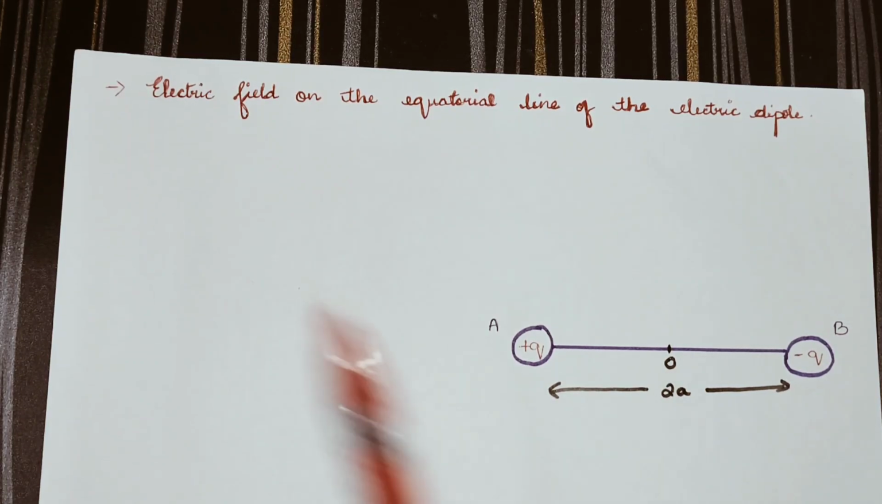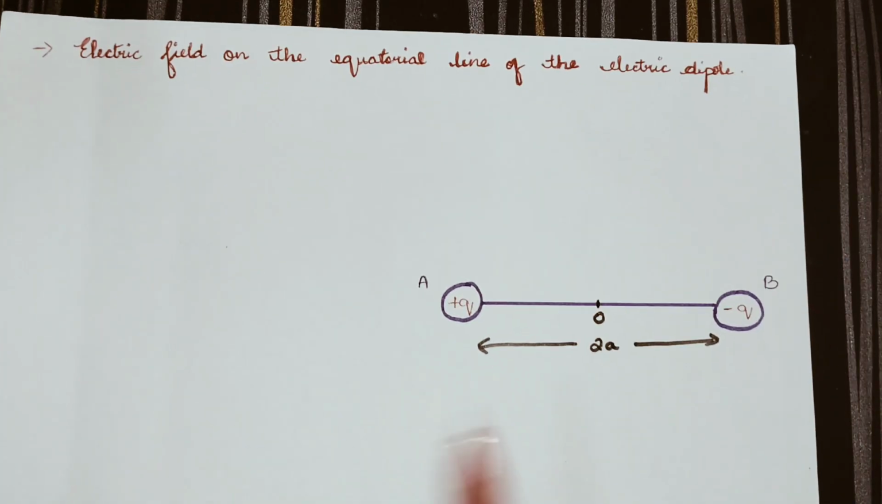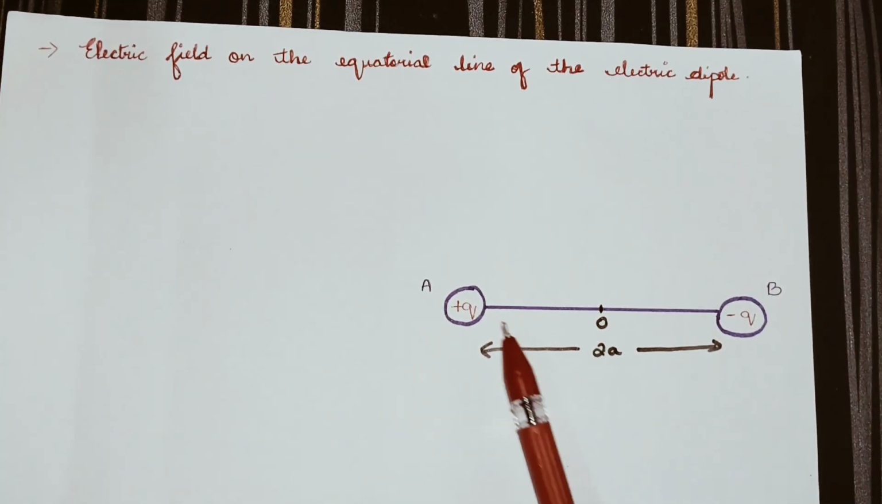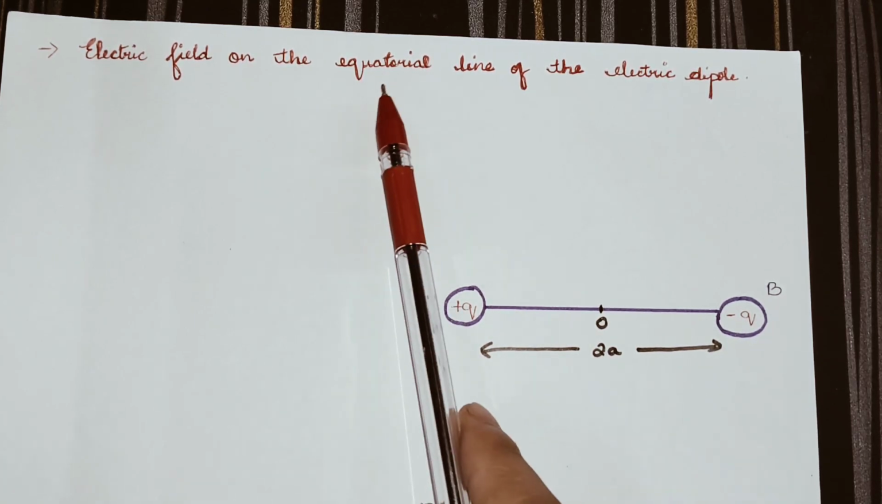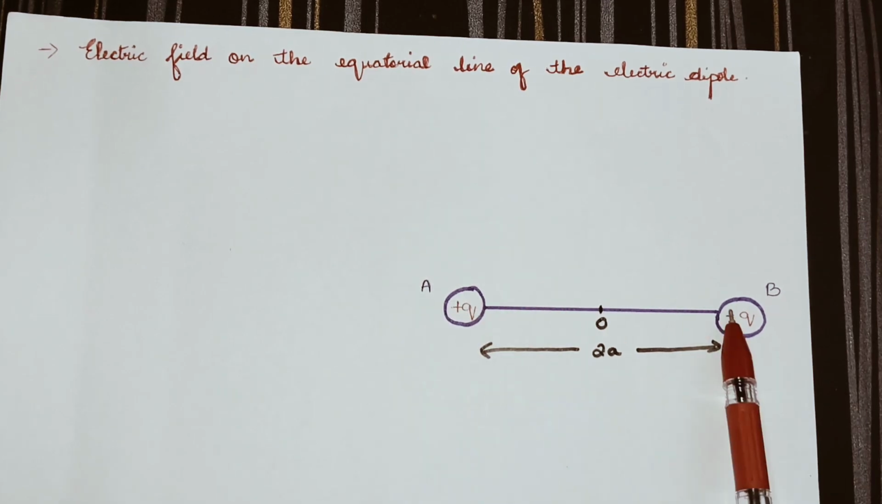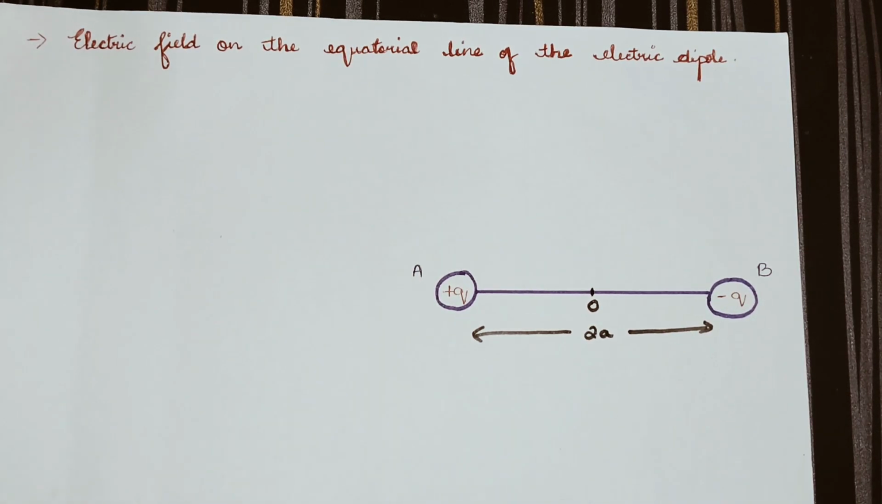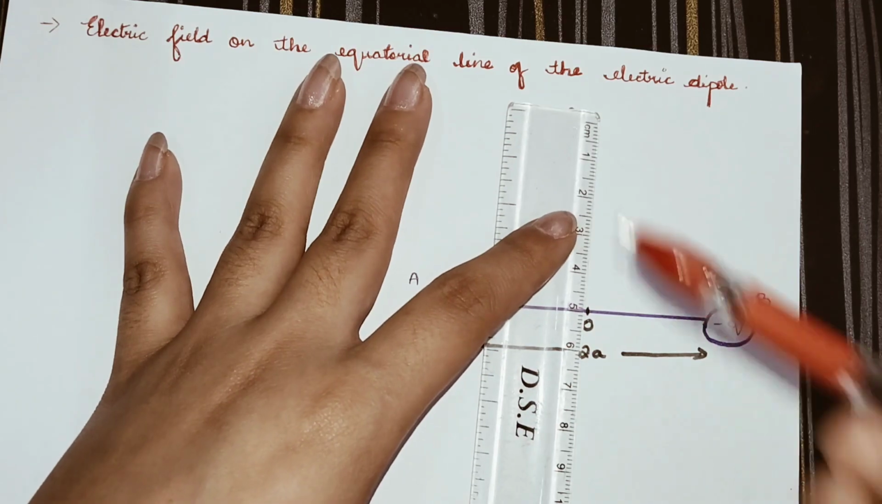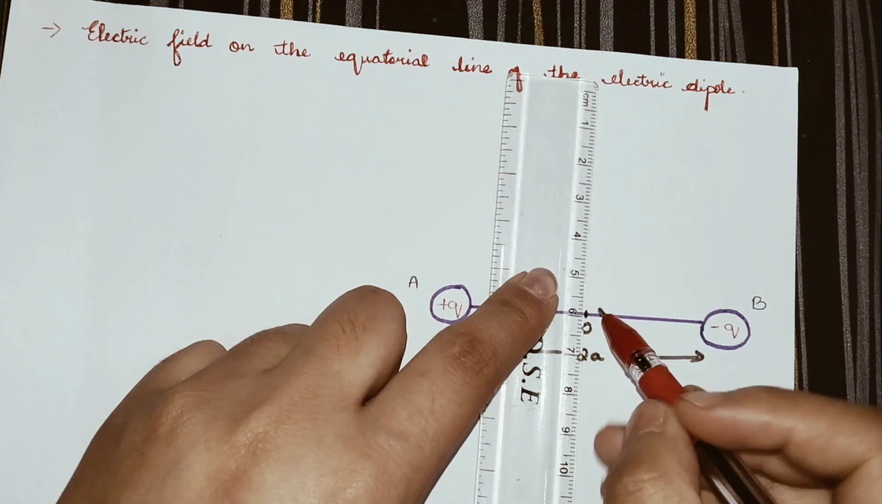Hello students, today we will be finding out the electric field on the equatorial line of an electric dipole. So we already have an electric dipole set up here, which is nothing but a pair of equal and opposite charges separated by a finite distance. Now on the equatorial line, because of these two charges, we need to find the electric field. The equatorial line is nothing but the perpendicular bisector of a dipole.